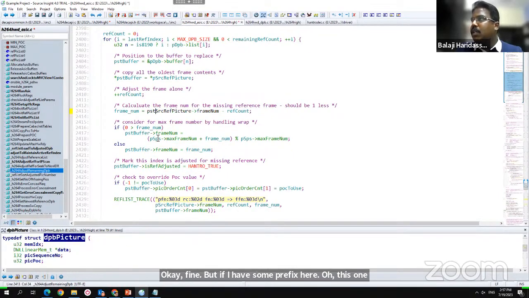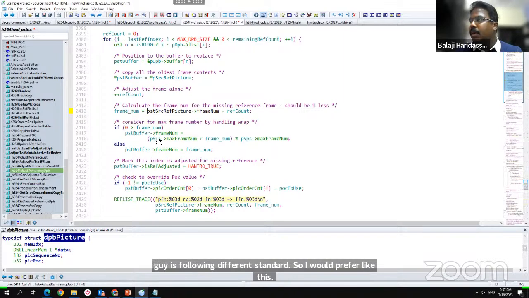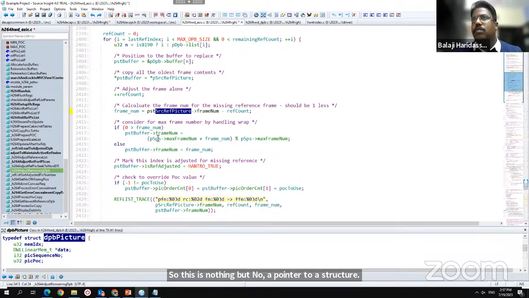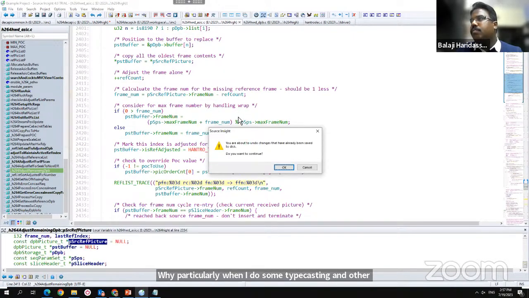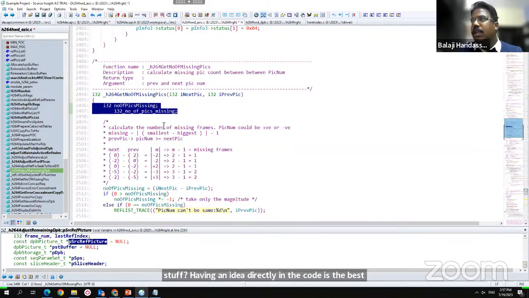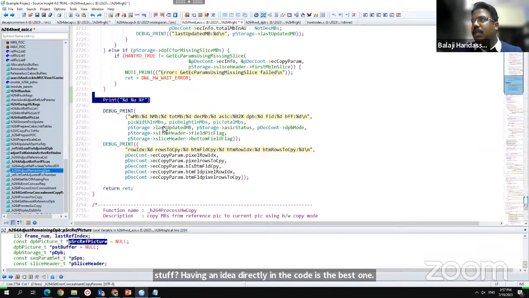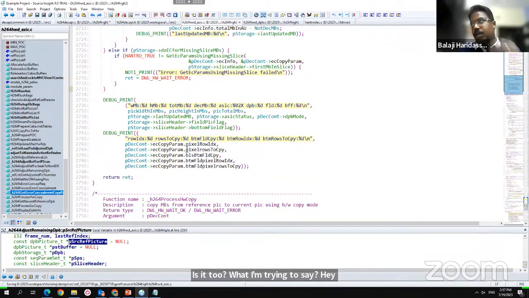So generally, I think this guy is following different standard. So I would prefer like this. So this is nothing but a pointer to a structure. Pointer to a structure. What is a variable name? This is a variable name. So I don't need to scroll up to know the data type. I can see here itself what is the data type. It helps me to understand better. Why? Particularly when I do some typecasting and other stuff, having an idea directly in the code is the best one. Okay. Is it clear what I'm trying to say? Any doubts? I mean, in the perspectives that I'm talking here?